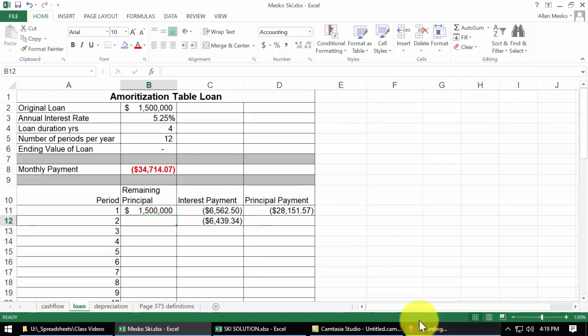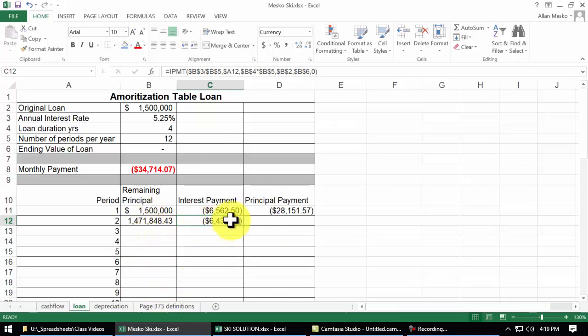Let's think about this for a moment. The second month, how much do we owe? We're not borrowing $1.5 million anymore because we paid off almost $30,000. So we are borrowing our previous balance, this thing, plus the principal payment we made, which is negative, so our balance should go down. Now notice that has nothing to do with the interest payment for this period. It's not looking at that at all. It's just looking at the overall thing.